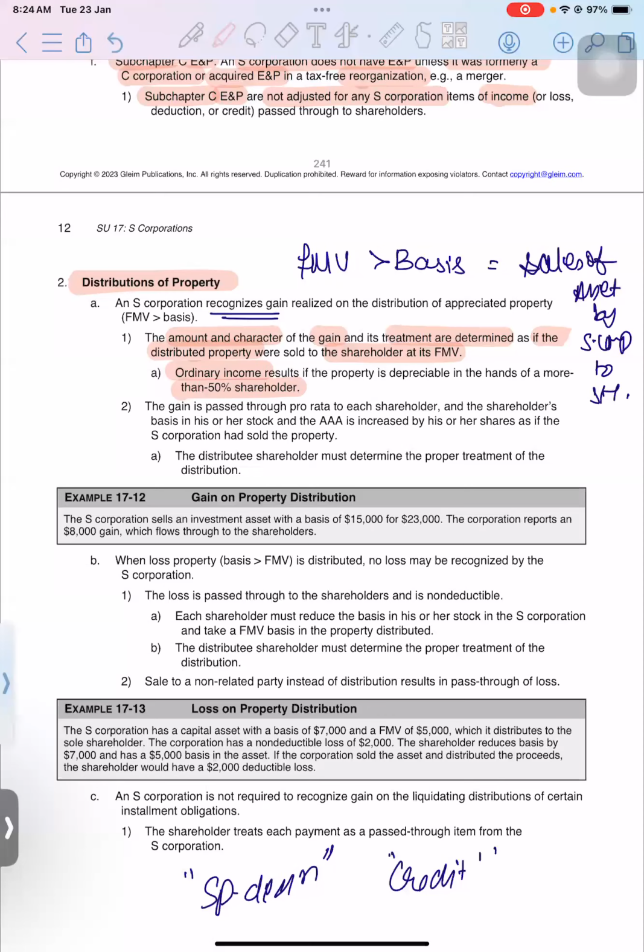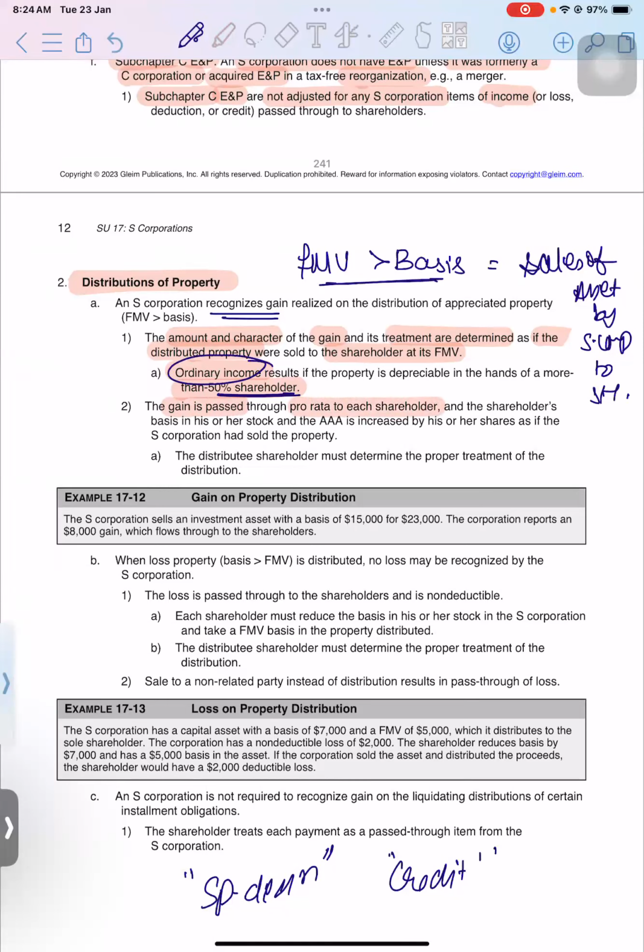We have done that topic in the basis of property chapter. So in case of a related party transaction, same is the scenario. If you're holding more than 50%, like if you're related to the other person who is selling you the property, the loss will be disallowed, but the profit, if any, will be recognized as an ordinary income. Same scenario is there over here. If the shareholder is holding more than 50%, they will recognize it as an ordinary income. Okay, the difference between the FMV and the basis will be considered as an ordinary income. Got it? The gain is passed through pro rata to each shareholder.